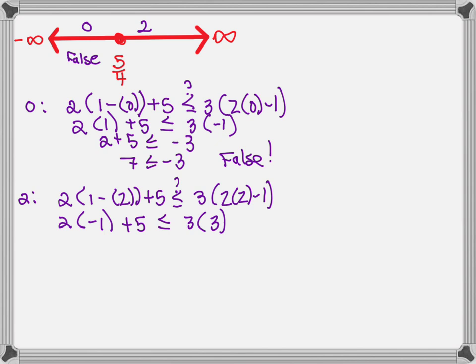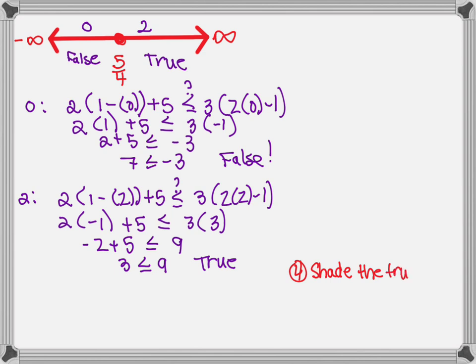Let's simplify further. 2 times negative 1 is negative 2, plus 5, less than or equal to 3 times 3 is 9. On the left-hand side, negative 2 plus 5 is 3, less than or equal to 9. 3 is less than or equal to 9, so this is true, and I'll write true on this interval on the number line.